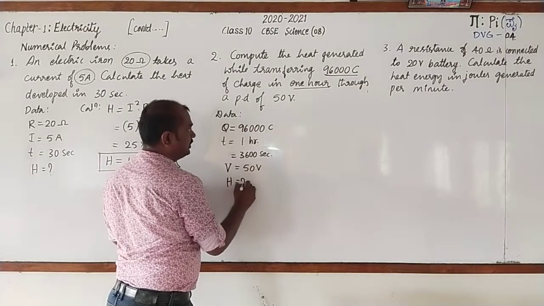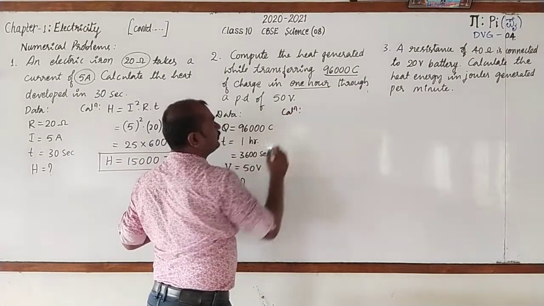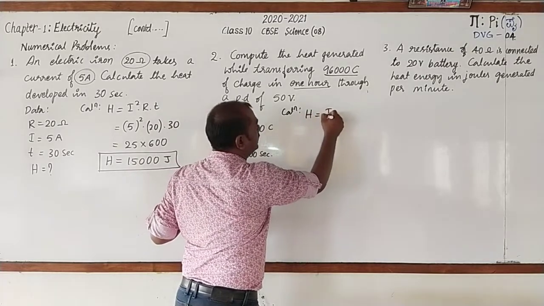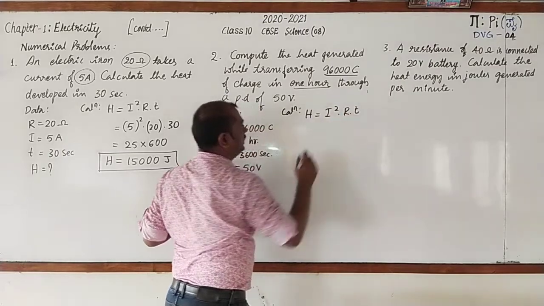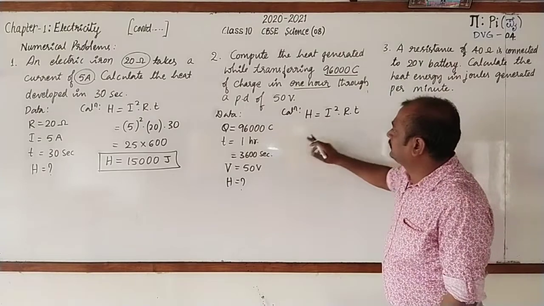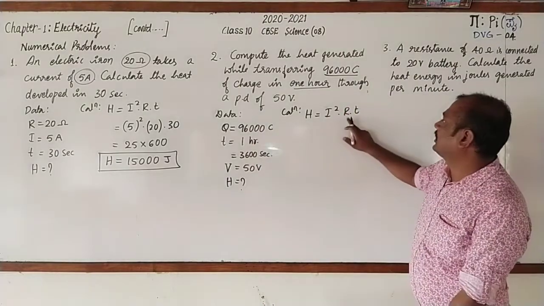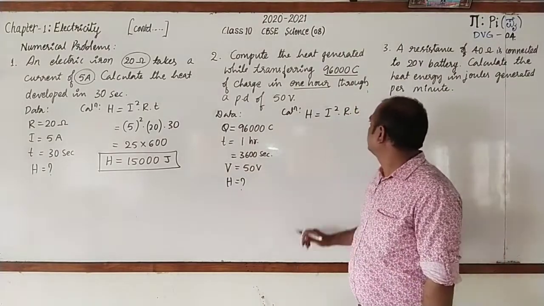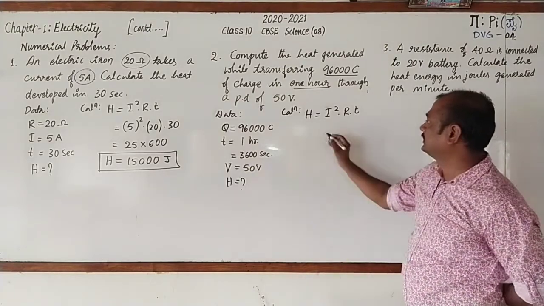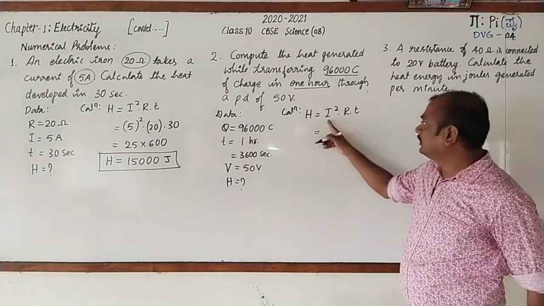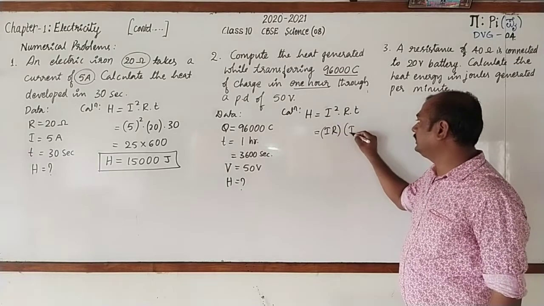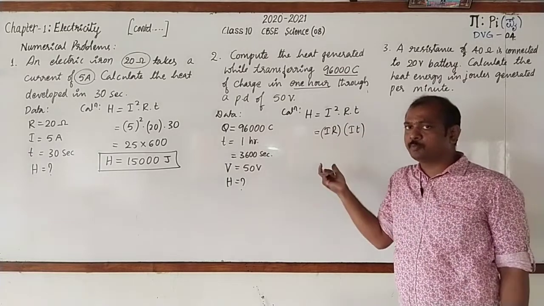Let's go for finding H. We have the formula, that is H is equal to I square into R into T. Observe. I, it is not there. R is not there. Then time is given. Then how do you go for calculating it? Observe it. Here we can give the relationship for IR and I into T. Right? I am going to group them.